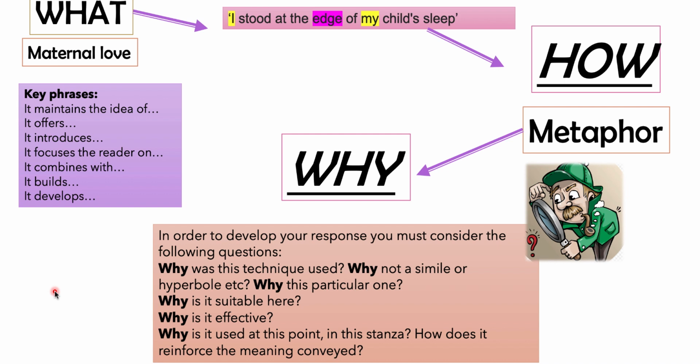Here's just a link to what, how and why, but with a specific example from the poem. You want to always remember what, how, why, and this really helps you with the structure of your points and your essay as a whole. So what do you know? What do you see? What is presented to you? Well, this idea of maternal love is what I see. This is what's presented to me. So what quotation shows that? Well, here it is: I stood at the edge of my child's sleep.